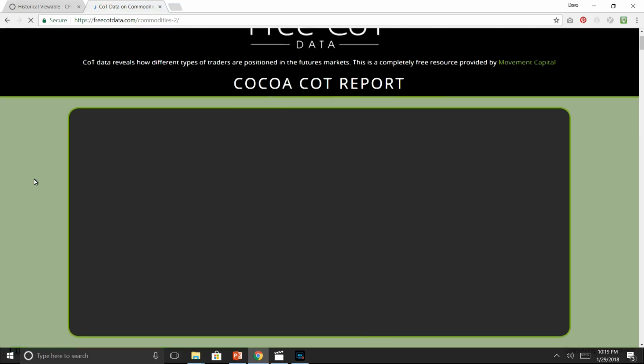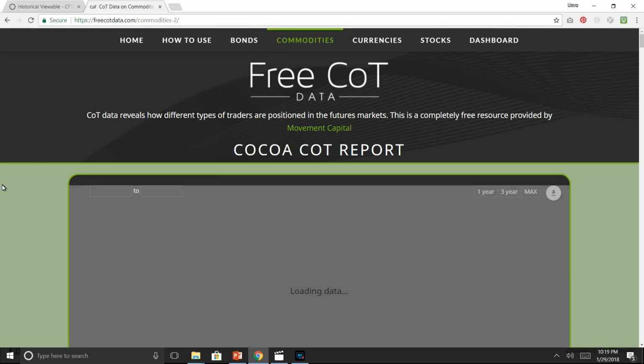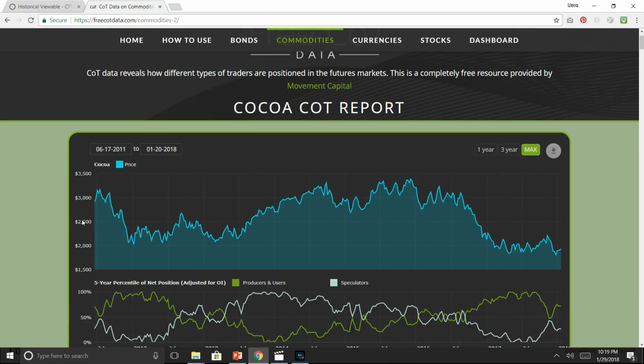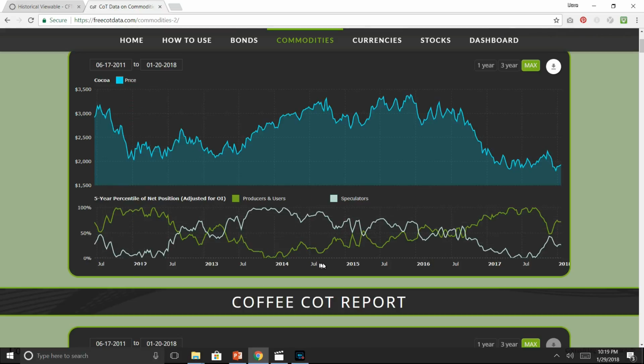Now, obviously, you're going to see different data because you're going to be watching this sometime in the future. So, if you look at the cocoa COT reports, we can see the green is the producers and the users, and what is this light blue? So the light blue is the speculators. So the speculators, they're kind of seen as the dumb money. And, don't get offended if you consider yourself a speculator. I consider myself a speculator. But it's just important to realize that the producers and the users are the most important.